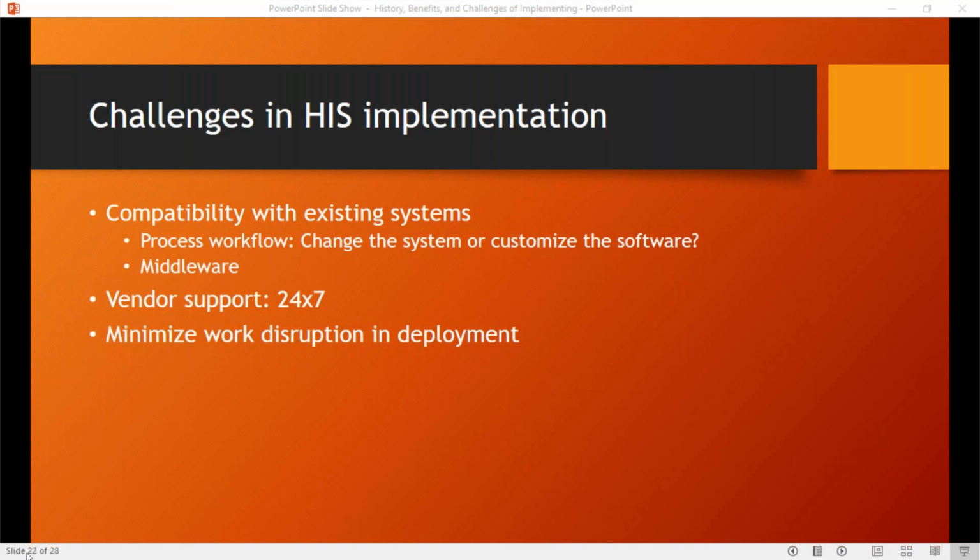So do you change your workflow? Do you see this as an avenue to improve your workflow, but you have to reorient all your people? Or do you ask your software to be customized to fit your sort of flawed workflow?